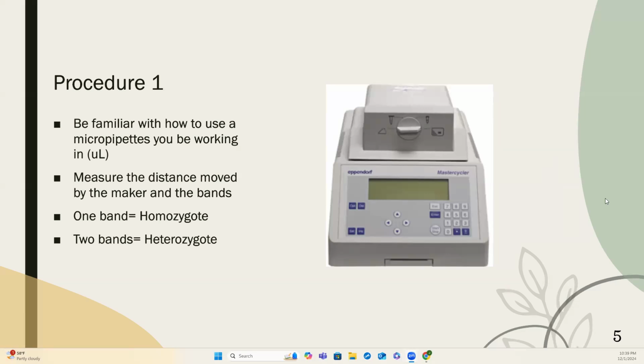Okay, and then a little about procedure one. The PCR amplification of DNA is taking a specific sequence of DNA and making copies for this lab. You'll need to be familiar with using micropipettes as well as being able to measure the distance of a marker in the band. We also have to remember one band is homozygous and two bands is heterozygous.